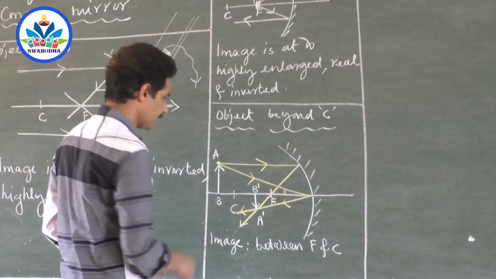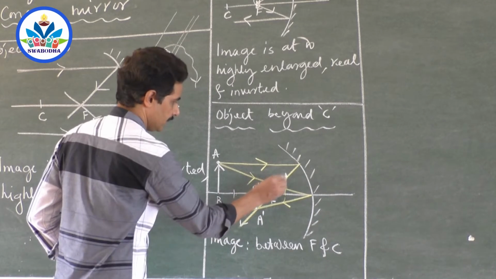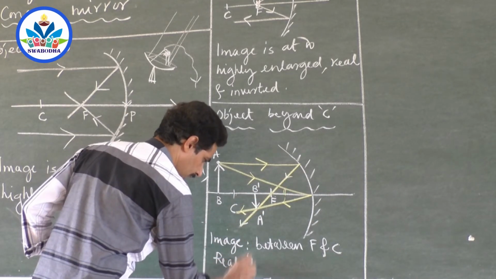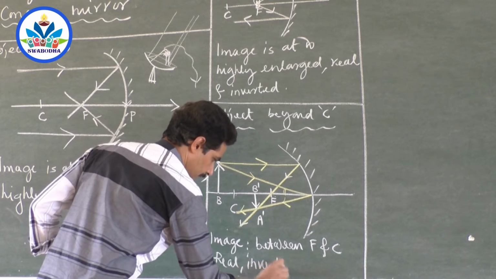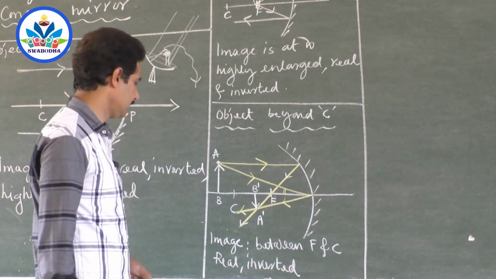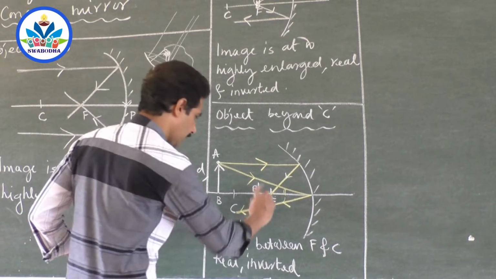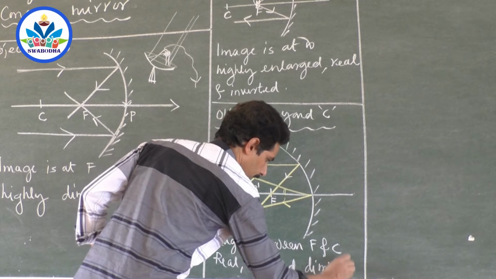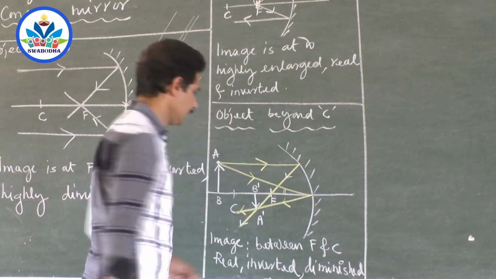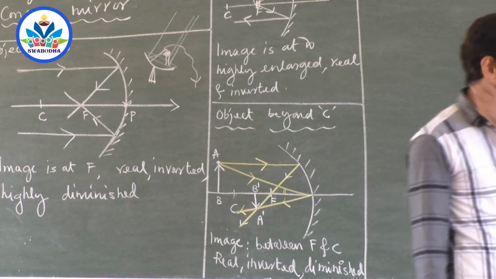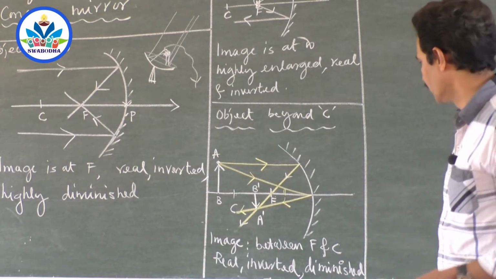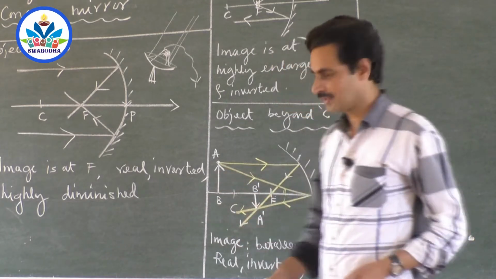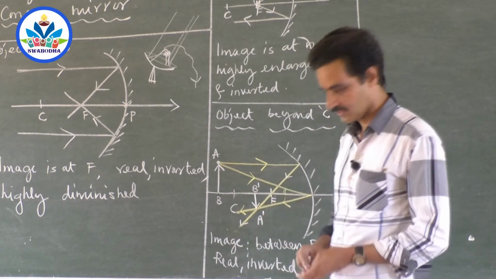And it is real because the rays of light actually meet. They actually meet here. So real, inverted, diminished. It is smaller in size. So a real, inverted, diminished image is formed between F and C, focus and center, right? So when the object is beyond C, the image is between F and C, and it is real, inverted and diminished. Okay.